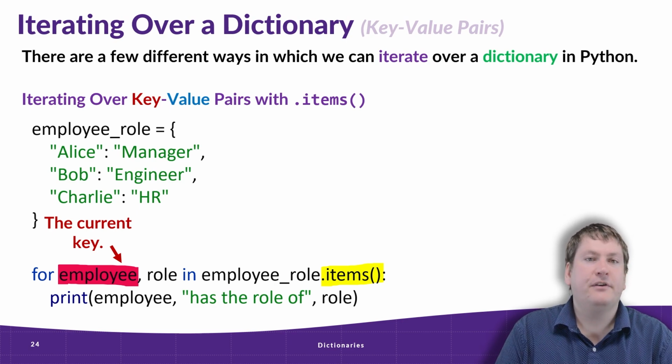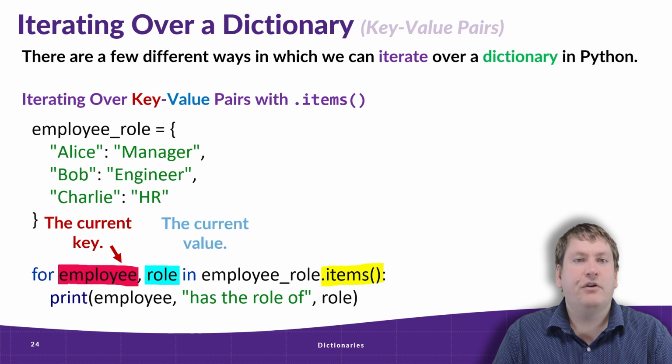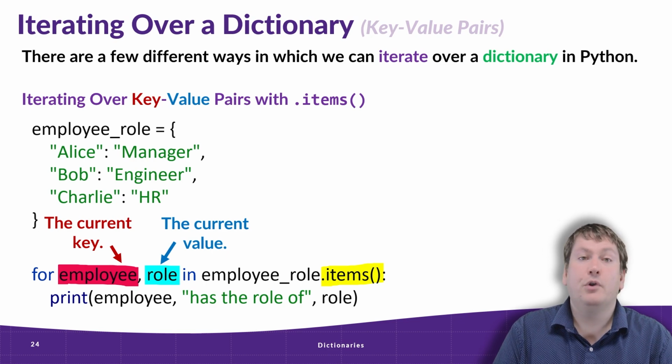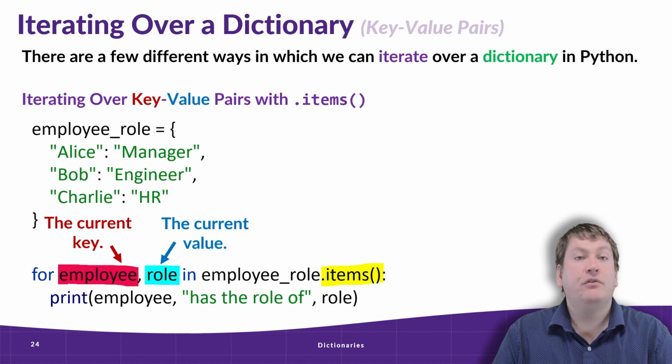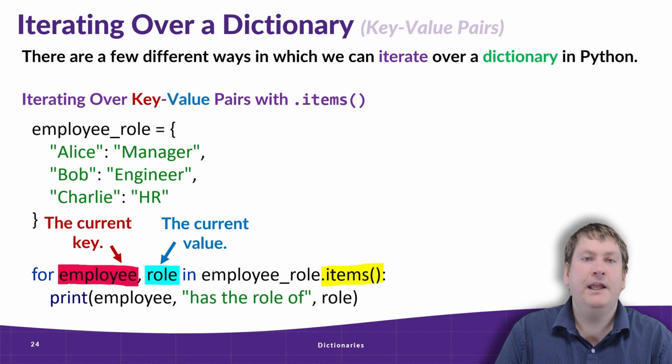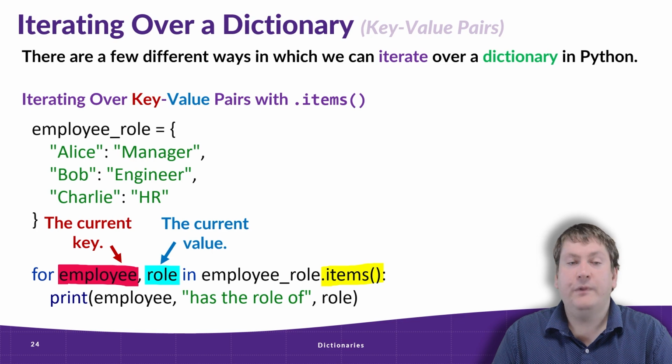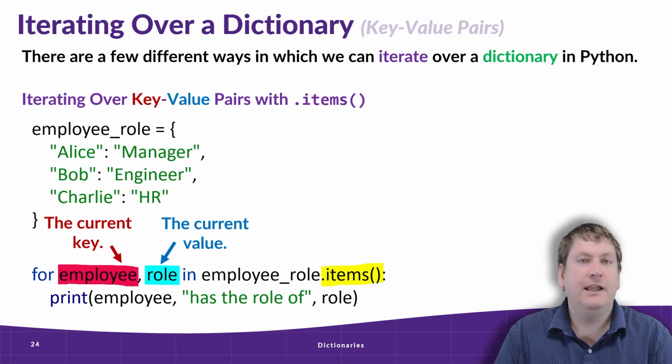The current key is going to be set to employee, and the current value is going to be set to role. So both of these loop variables are going to be updated each time this loop runs. So the first time, employee is going to be equal to Alice, and role is going to be equal to manager. When the loop restarts, it's going to be updated to Bob for employee and engineer for role. And then the last time, employee will be Charlie, and role will be HR.